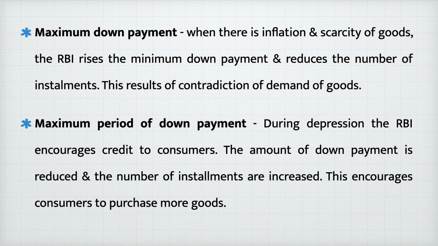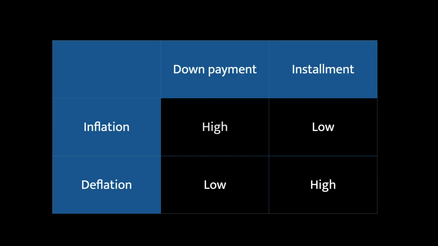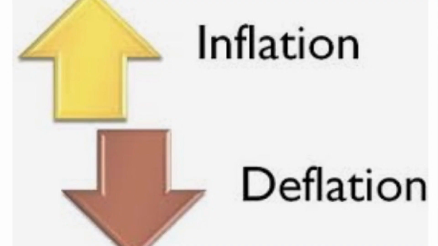See, these are the two steps taken up by the RBI in order to regulate the consumer credit. So in short, you can remember, under inflation, the down payment is high and installment is low. Under deflation or depression, the down payment is low and the installment is high. Is that clear? Now I'm going to explain to you in more detail what is inflation, the causes, deflation, what are the causes and the measures taken up. Okay, so we're going to study this topic in detail now.